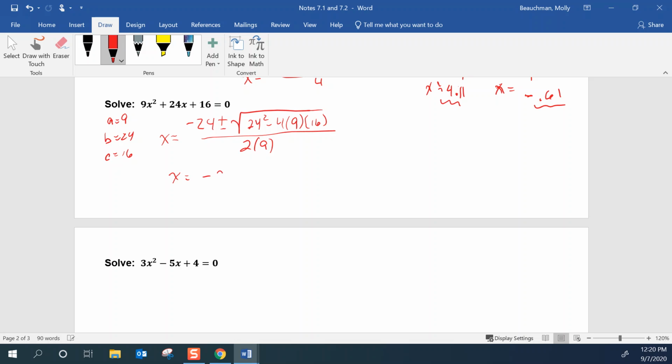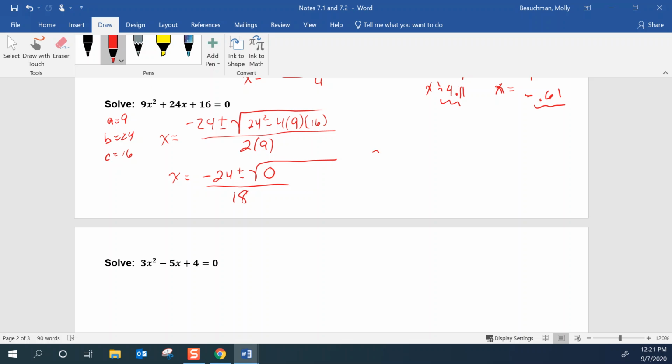Next step, I'm going to leave the negative 24 plus or minus, and I'm going to put in the calculator 24 squared minus 4 times 9 times 16, so I can see what's underneath the square root. So I've got 24 squared minus 4 times 9 times 16, and I end up with a 0 in there, over 2 times 9, which is 18. So the square root of 0 is 0.